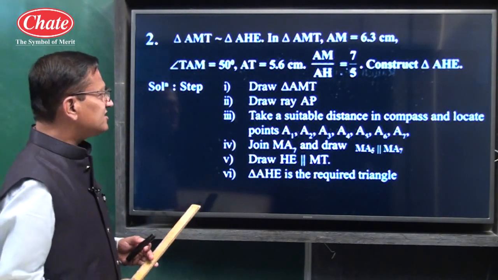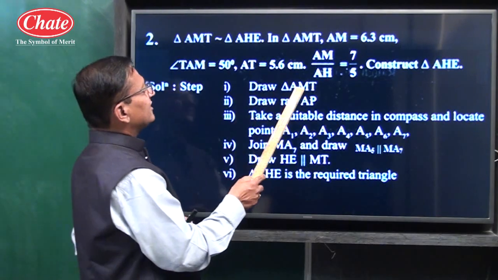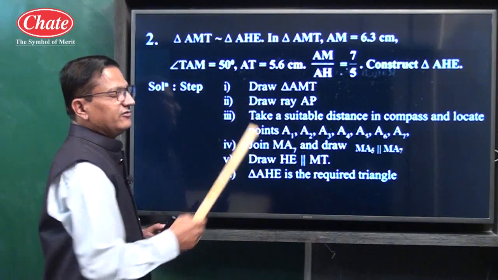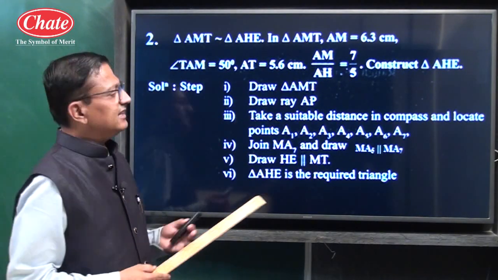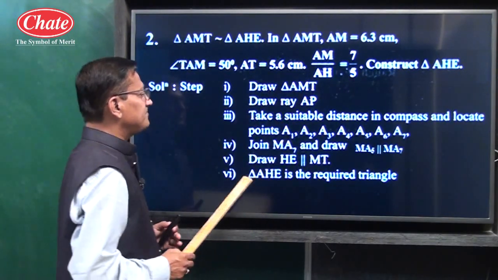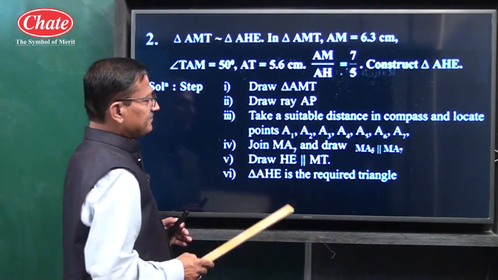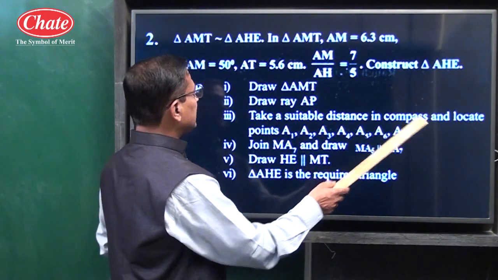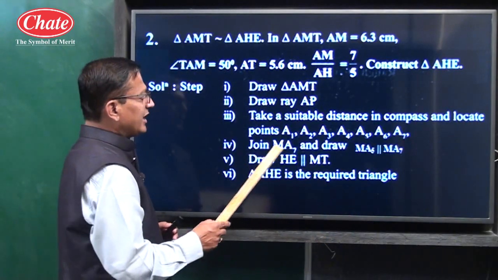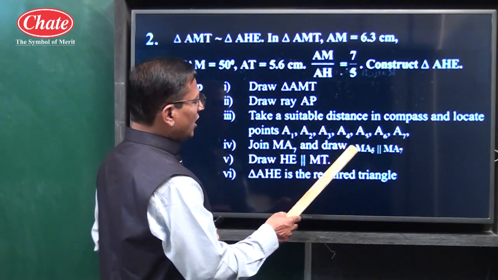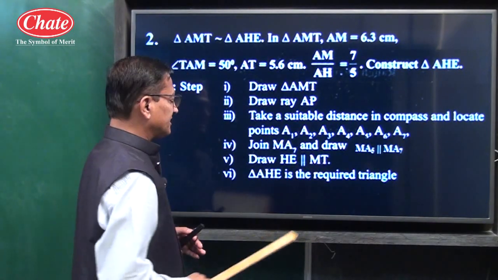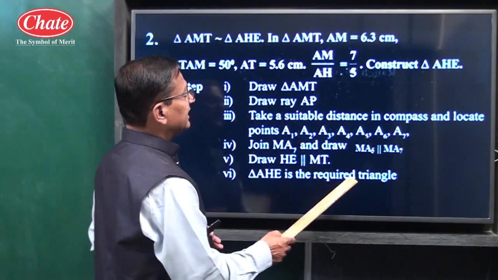So see the steps. First we can draw triangle AMT because three things are given, and when we get three things then we can draw any triangle. First, draw triangle AMT. Draw ray AP. Take a suitable distance in compass and locate points A1, A2, A3, A4, A5, A6, A7. Join MA7 and draw MA5 parallel to MA7. Draw HE parallel to MT. Triangle AHE is the required triangle.